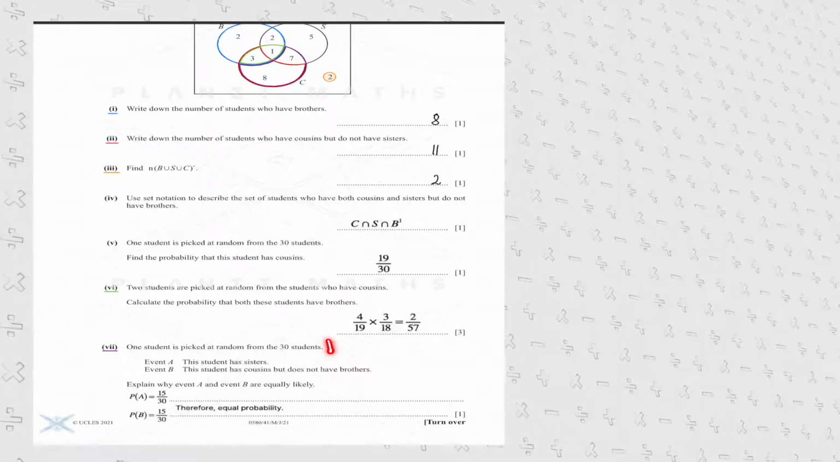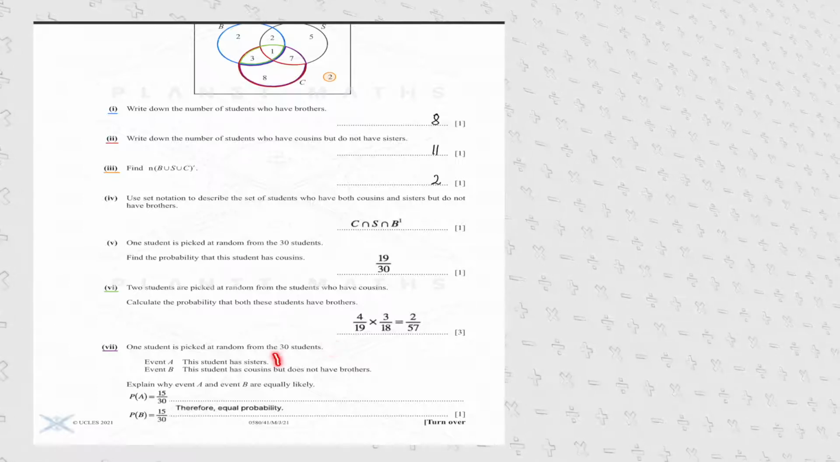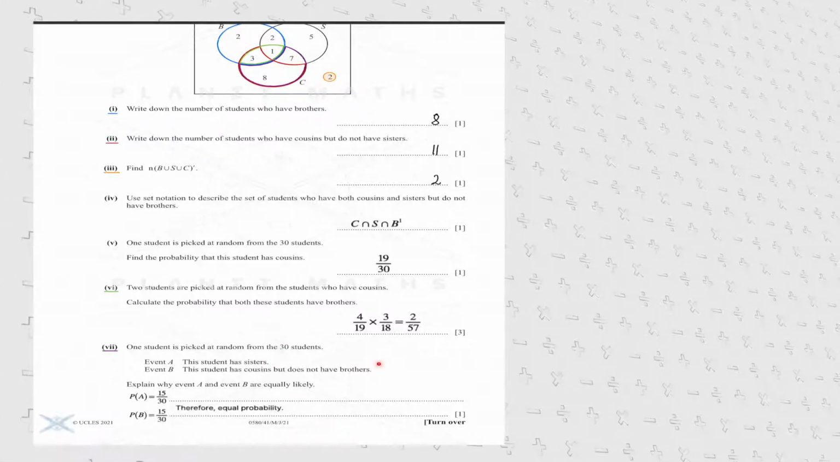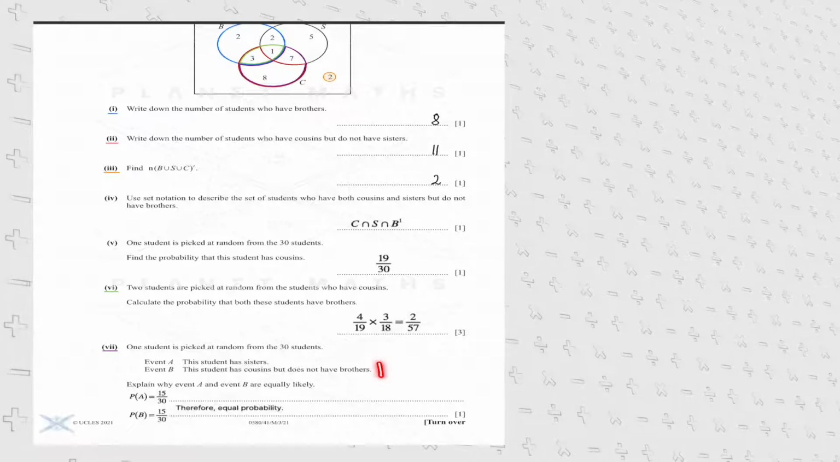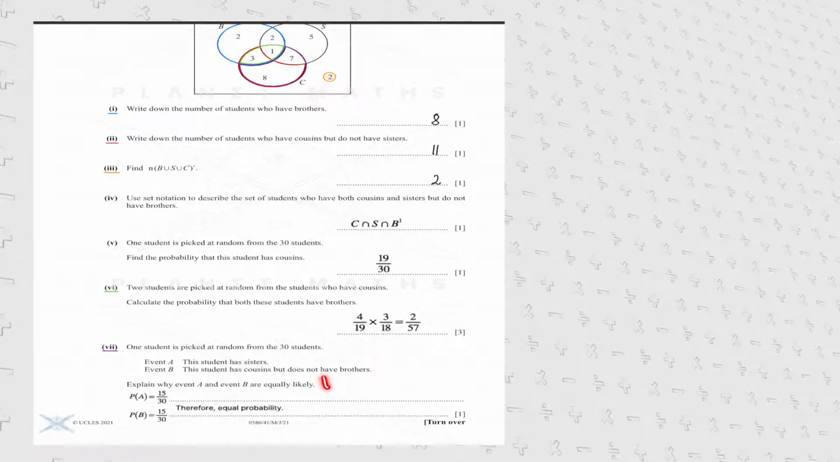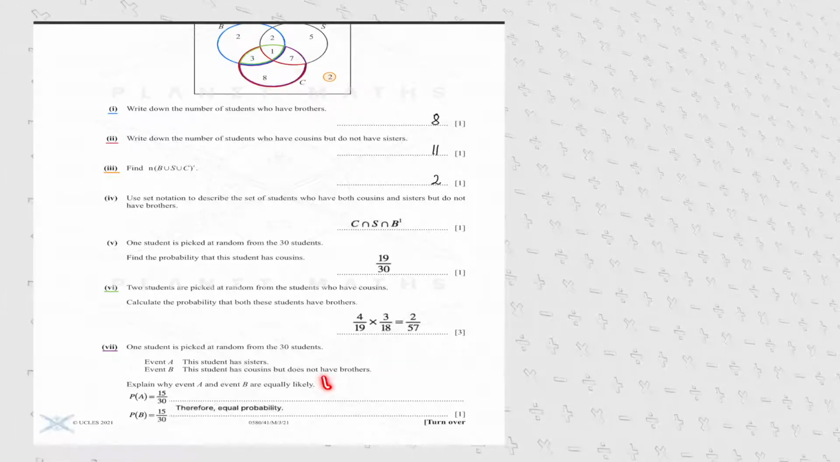Having arrived at the final part of exercise C, here it is said that one student is picked at random from 30 students. Event A states that this student has sisters, and event B that this student has cousins but does not have brothers. We are supposed to explain why event A and event B are equally likely.